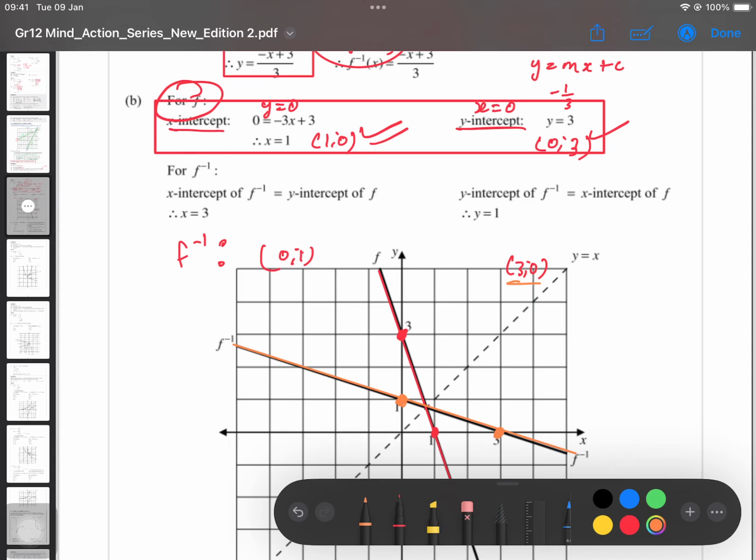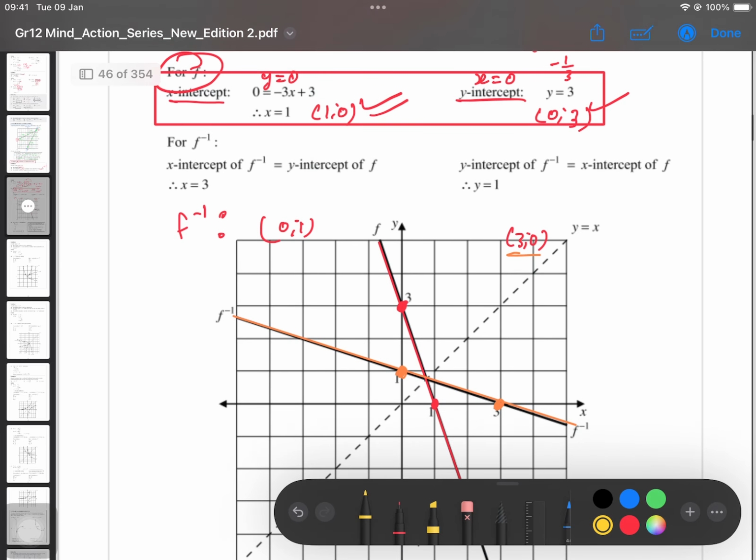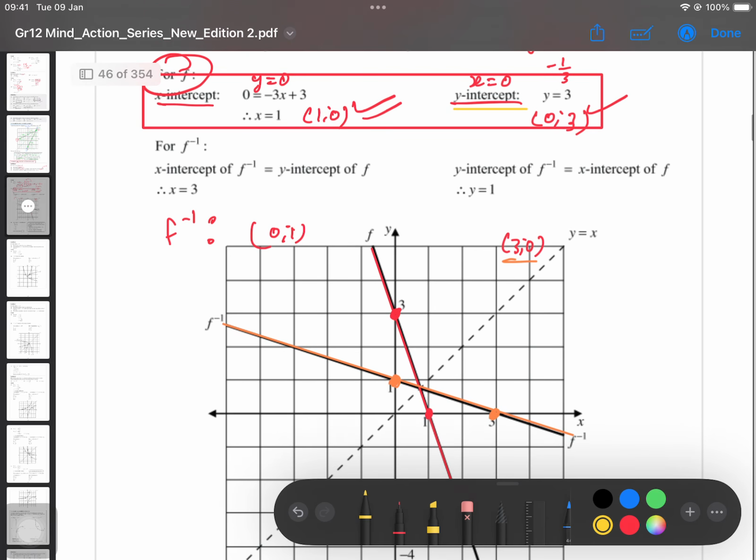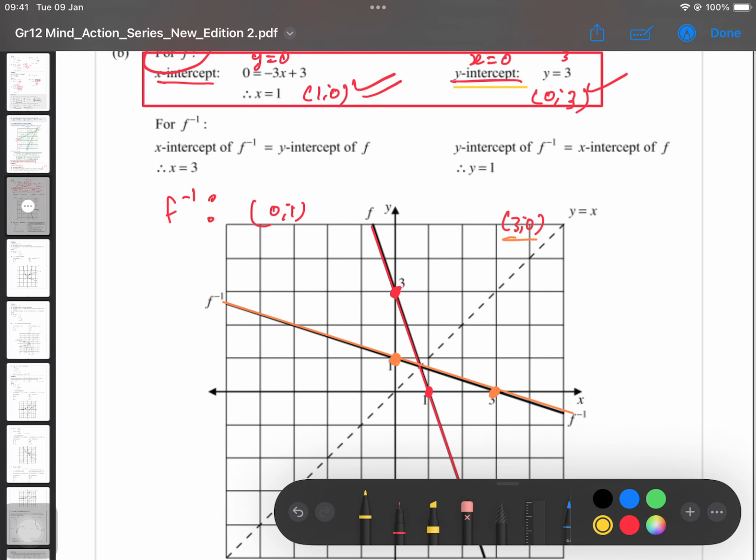if this was the x-intercept, so if you look at this one, it was the y-intercept. Then it swapped, and it became the x-intercept. So here's the x-intercept. This one was the x-intercept. It swapped and it became the y-intercept.